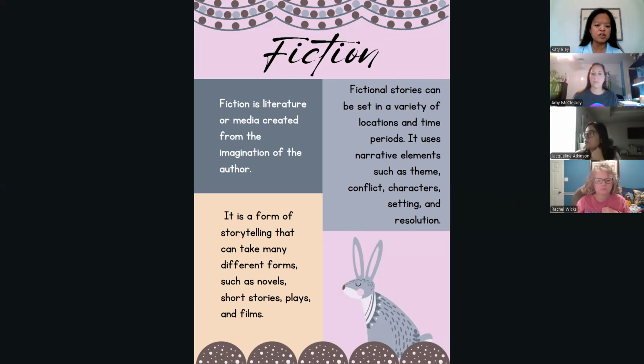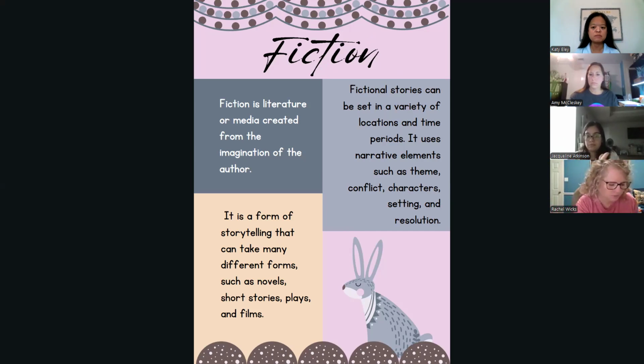Fiction is literature or media created from the imagination of an author. This is where I would discuss that fiction is where the author just thought of an idea and created a story based on what they want to write about. It can be about cats, unicorns, historical fiction, anything that the author thought of. And explain that it's also a form of storytelling that takes many forms, such as novels, short stories, and historical fiction, like one of the teachers mentioned.